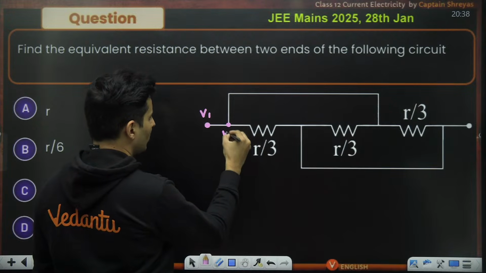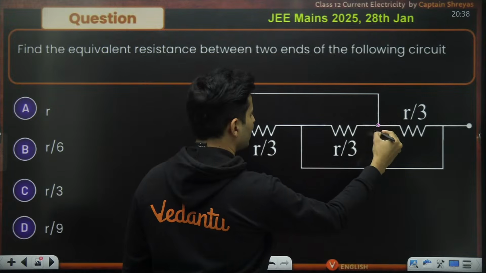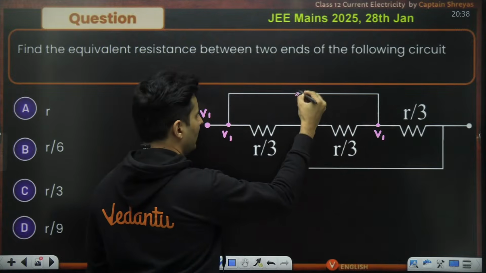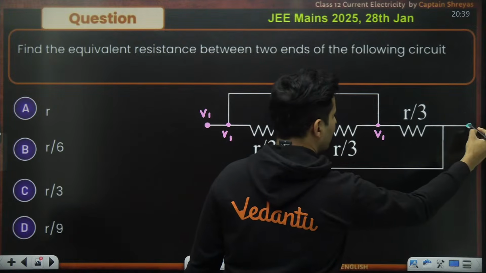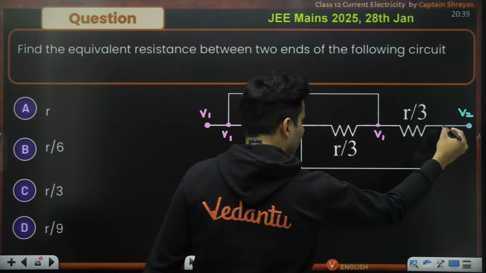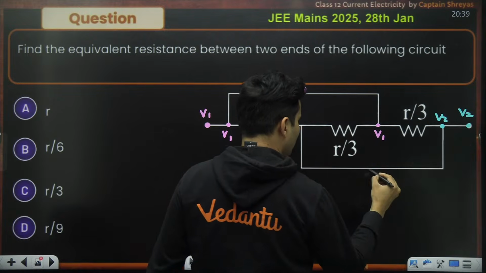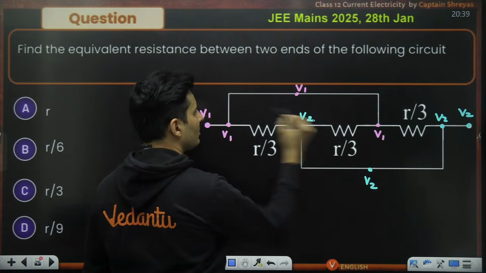Let's see how. Say, for example, you start marking this particular point as voltage V1. So this point is also V1, same wire. Go like this, same wire. So this is also V1. All these points are V1. Now, if you go over here, this point, let's say V2, and this point will also be V2. This point will also be V2. Same wire continues. This is also V2.